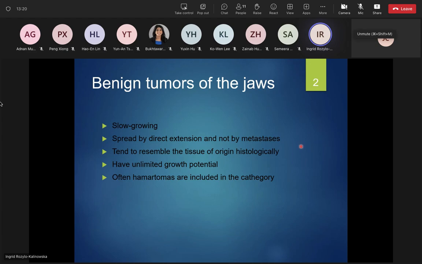However, once we have a lecture about salivary glands, we can learn that in the case of salivary glands, some tumors are histologically benign, but they can metastasize, and this is related to pleomorphic adenoma of salivary glands. But in general, they do not metastasize, and histologically, they tend to resemble the tissue of origin.